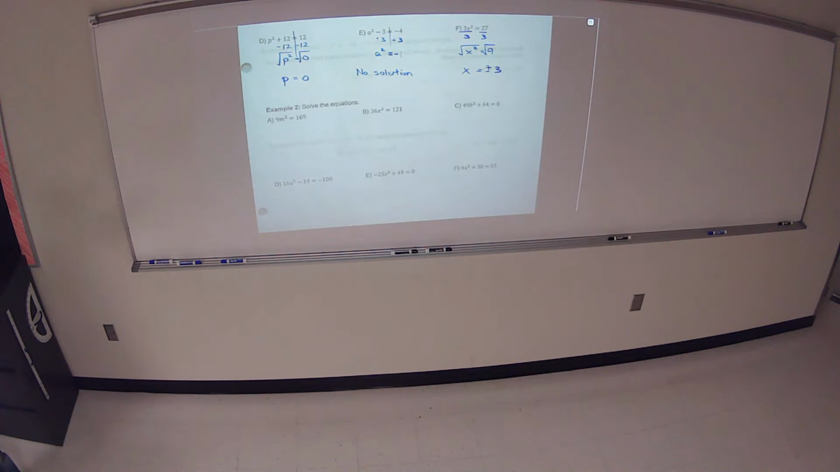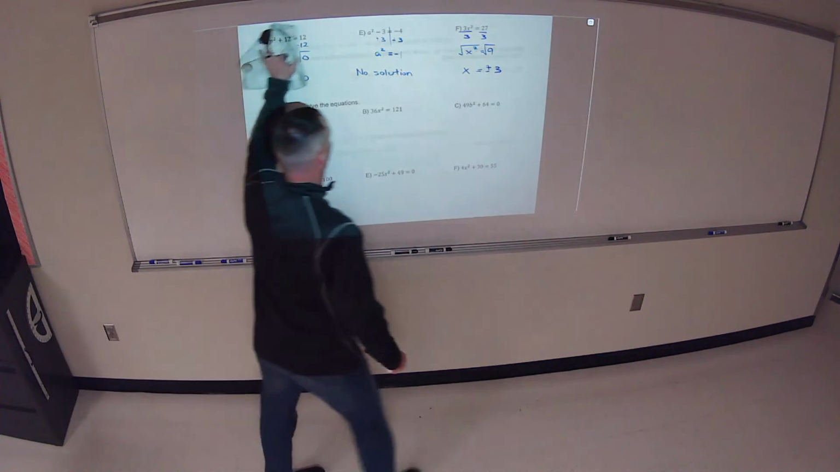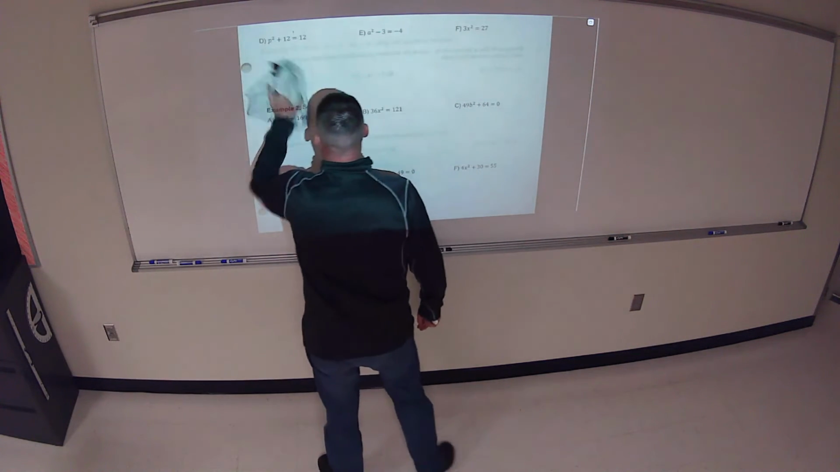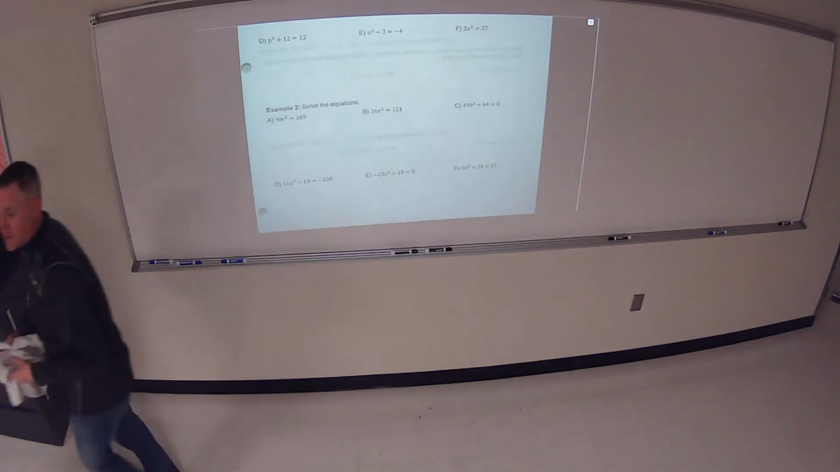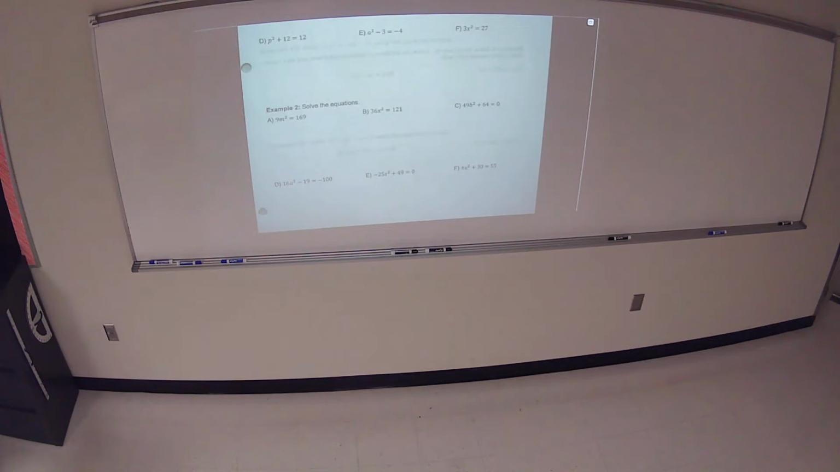Now, example number 2, the only difference is this. Some of these are going to be 2-step problems, but none of these are going to turn out to be integer answers. Okay? So we're not going to get answers like 5 or 4 or 3 anymore. This is why we did what we did yesterday, which is simplifying radicals that involve fractions.